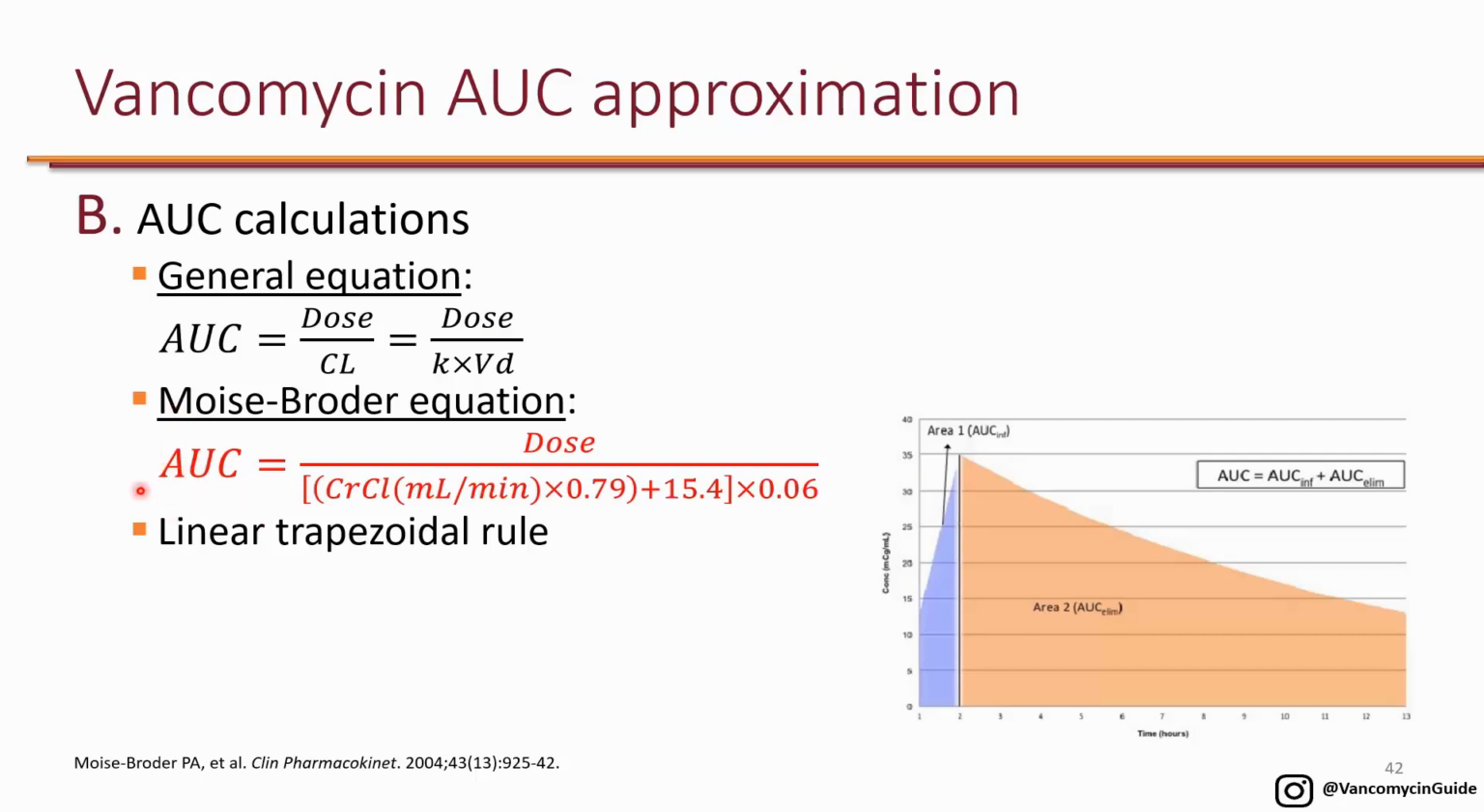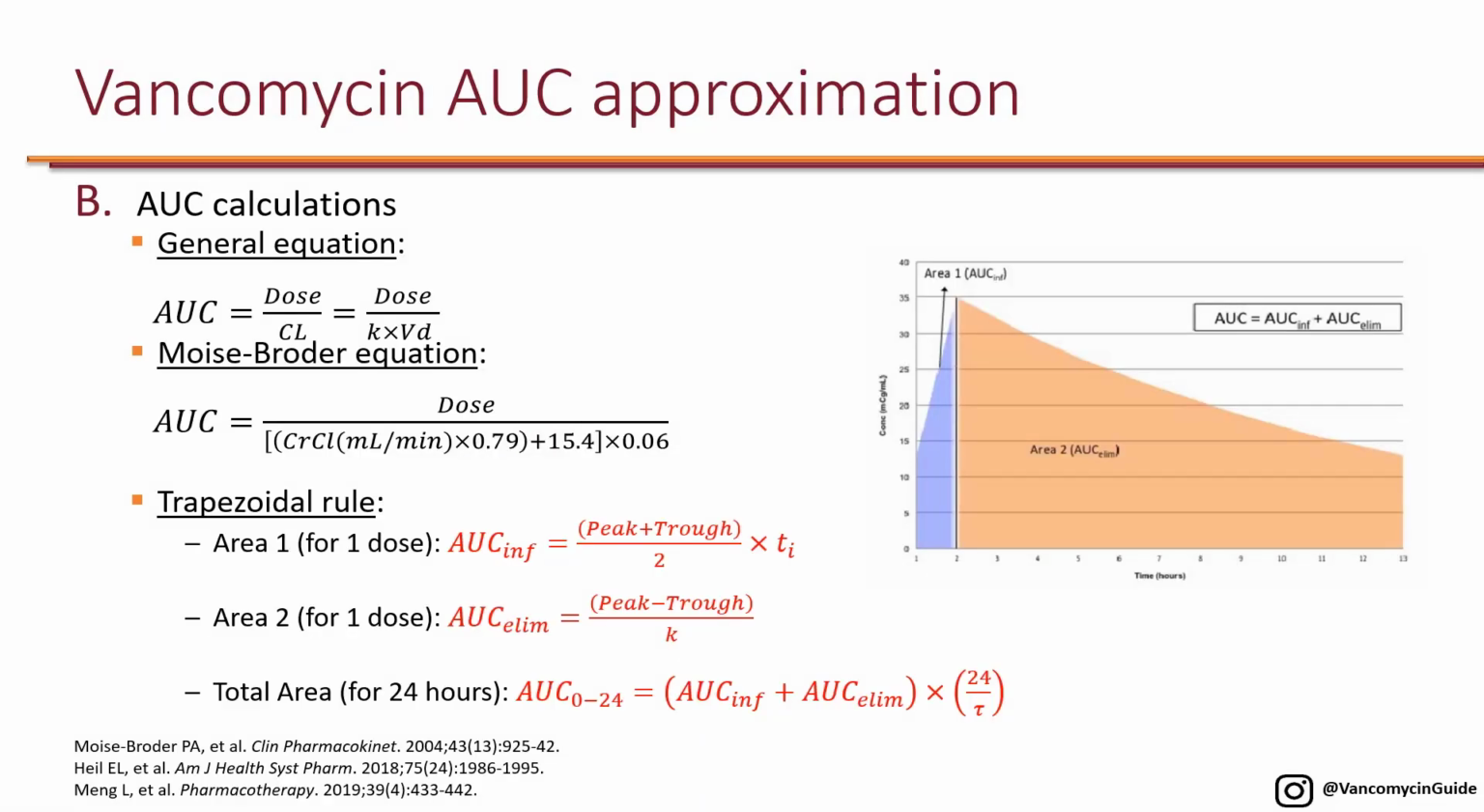So imagine you wanted an AUC of 400 and you know the patient's creatinine clearance, you basically solve for dose, and that will give you the empiric dose that will give you the AUC that you want. Now, a better way to do it is to use the multiple levels that we got in the patient to use individualized pharmacokinetics to calculate the AUC.